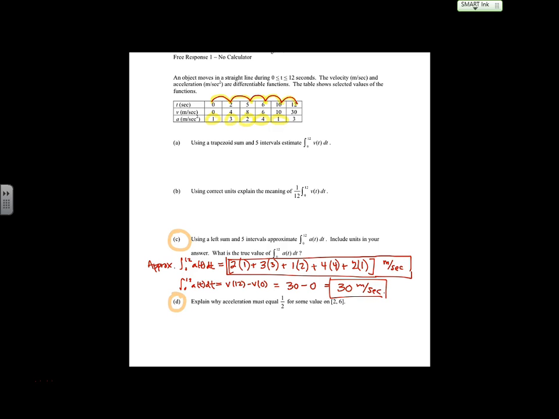Well, okay, IVT's out. So MVT. MVT, you need an A and a B. What'd they give you? An A and a B. And MVT tells us about a derivative looking at an original. So if we're trying to see if acceleration has to be 1/2, who are we actually looking at? Velocity.